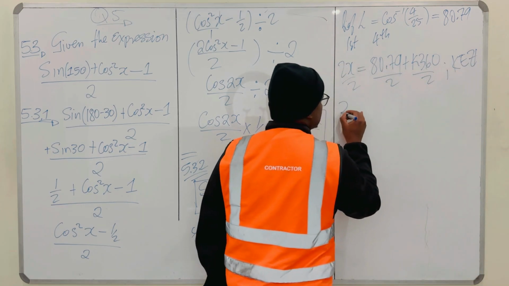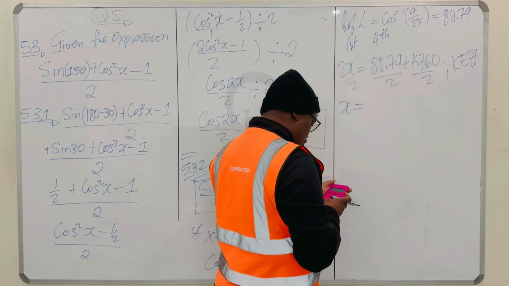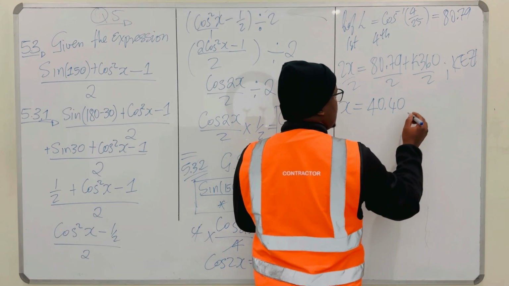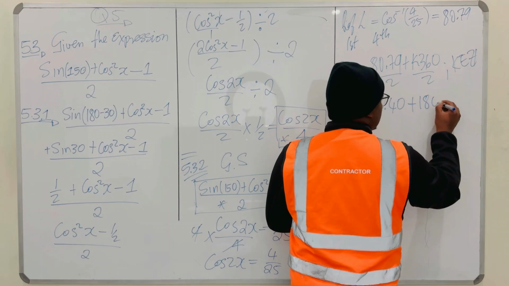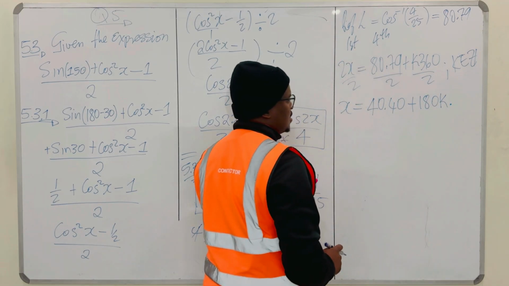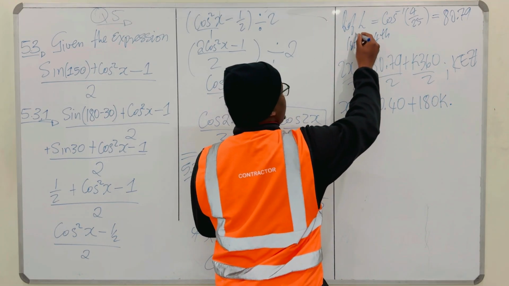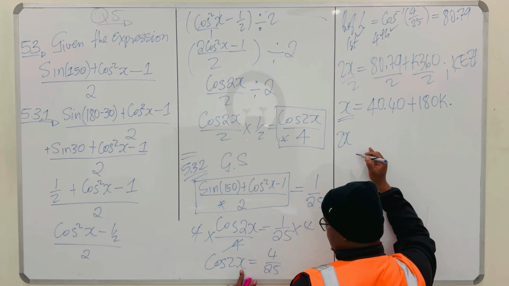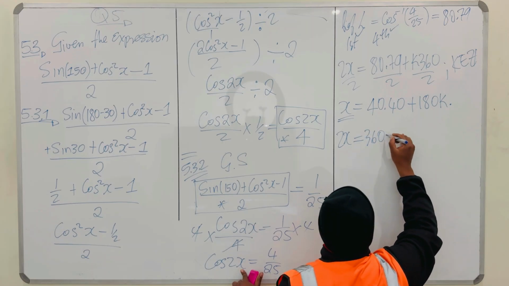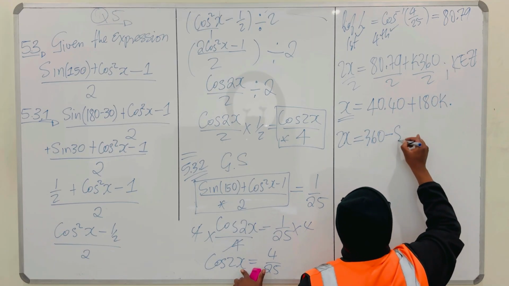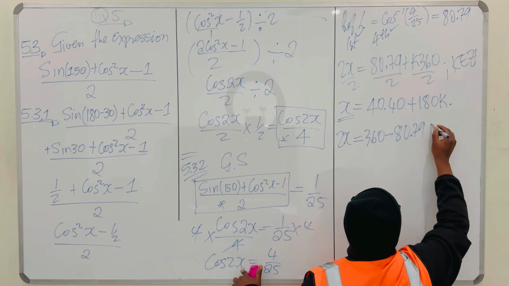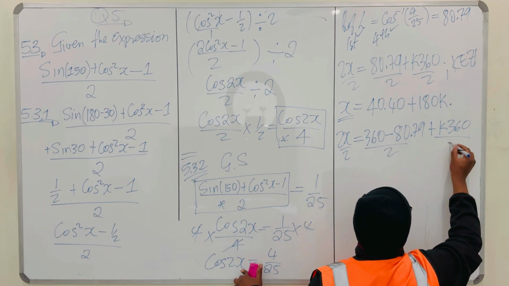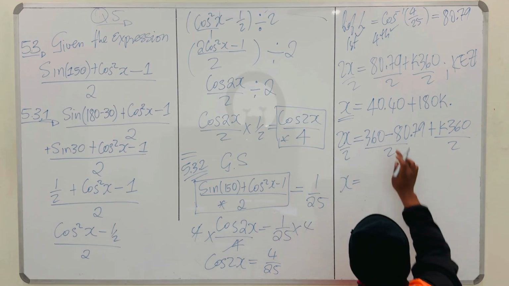So we get that your x is equal to half of that. What is it? It's 40.40, right? Plus 180k, where k is an integer, right? This is the first solution, which is from the first quadrant. From the fourth quadrant, your 2x, which is this, is equal to 360 minus your reference angle, which was 80.79, plus k 360. So you divide by 2, divide by 2, divide by 2, that your x is equal to... go and find the answer to that.